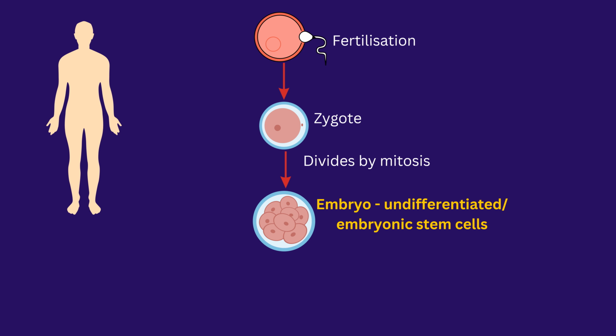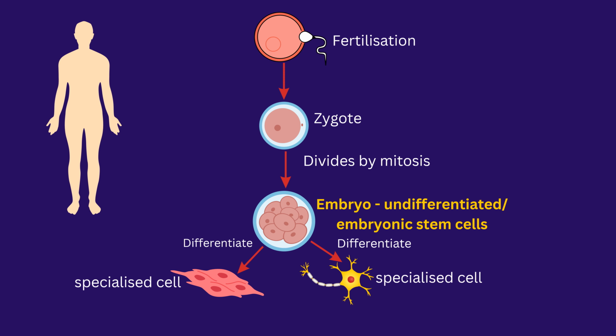The embryo is basically made up of undifferentiated cells, embryonic stem cells that can go on to differentiate, meaning change in shape, change in structure, to form specialized cells such as nerve cells and muscle cells. So again, students, the embryo is made up of undifferentiated embryonic stem cells that can give rise to every cell, every tissue, every organ of the fetus's body.